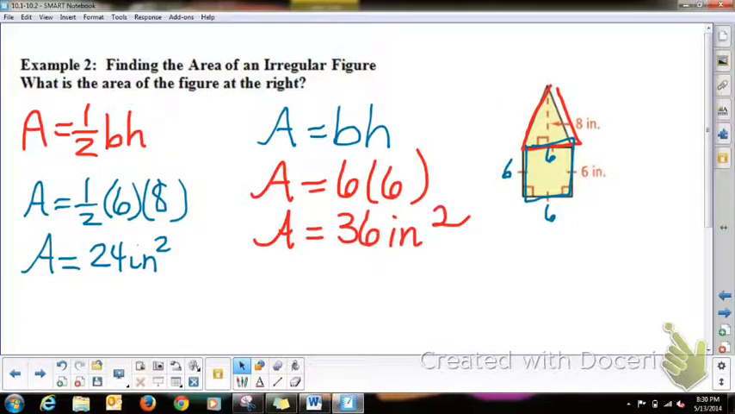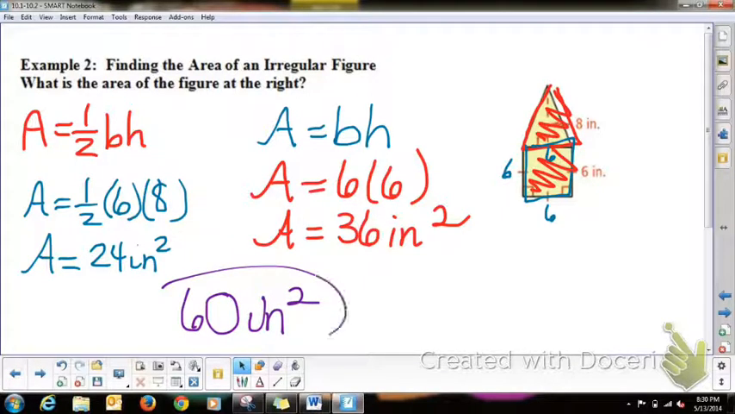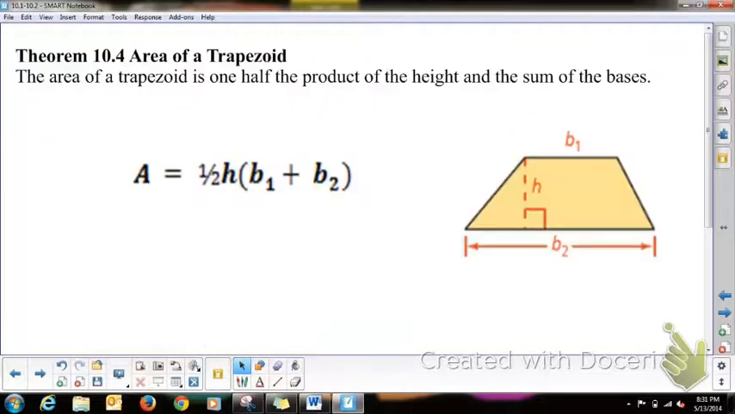The compound area would be when you add them both together. I'm going to add the area of this triangle plus the area of this square. So the compound area is going to equal a total of 60 inches squared.